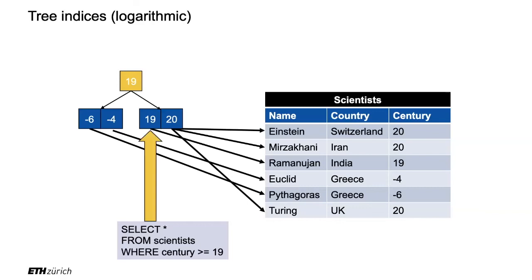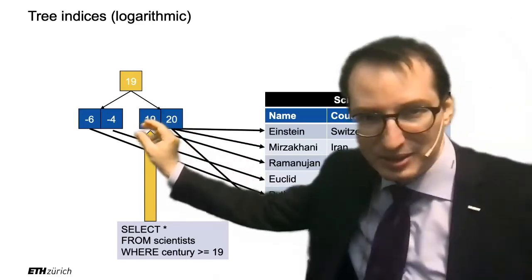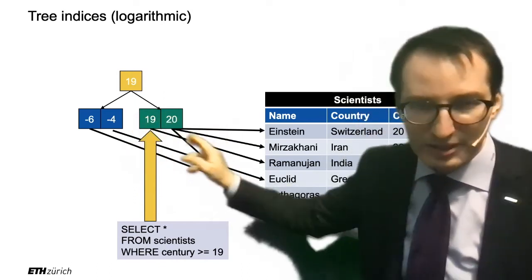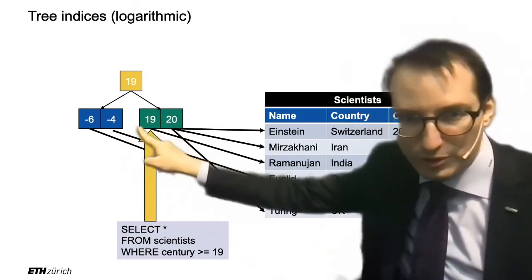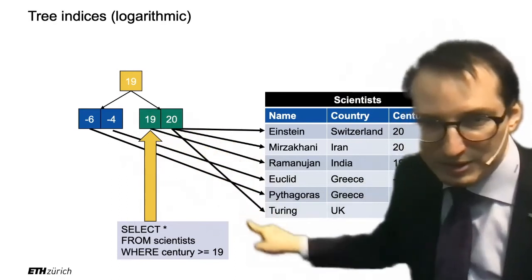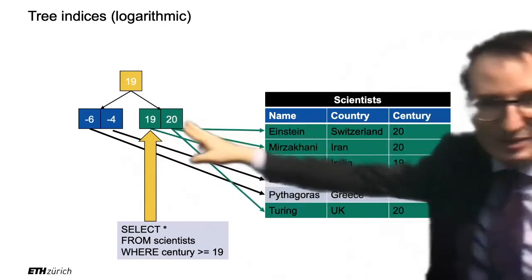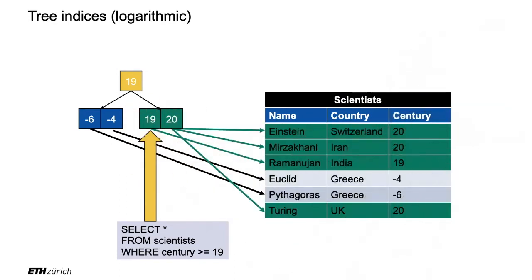So indeed, in logarithmic time, starting at the root of the tree, going left, right, left, right, left, right, you locate this 19. What do you do then? You basically start with this 19, and then you select all the values greater than 19, right? So you start with 19, and you take everything that's larger than 19, and then you follow the pointer. So you're going to follow this pointer, this pointer, this pointer, this pointer, right? Everything that's larger than 19, okay? And this gives you the results.